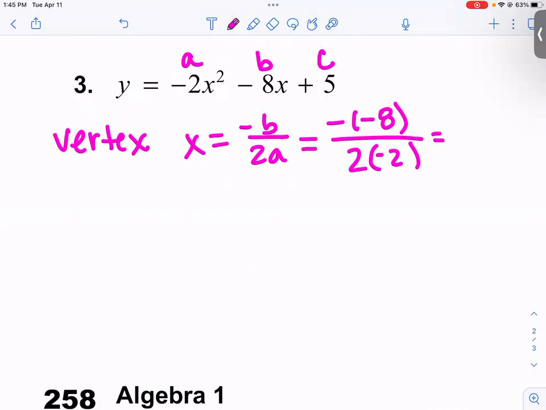Hey, Francis, which direction does this parabola open? It's going to open down because our a is negative. All right. Positive 8 over. Okay, which would give us. Okay. Good. So our vertex is at the coordinate -2 comma something.